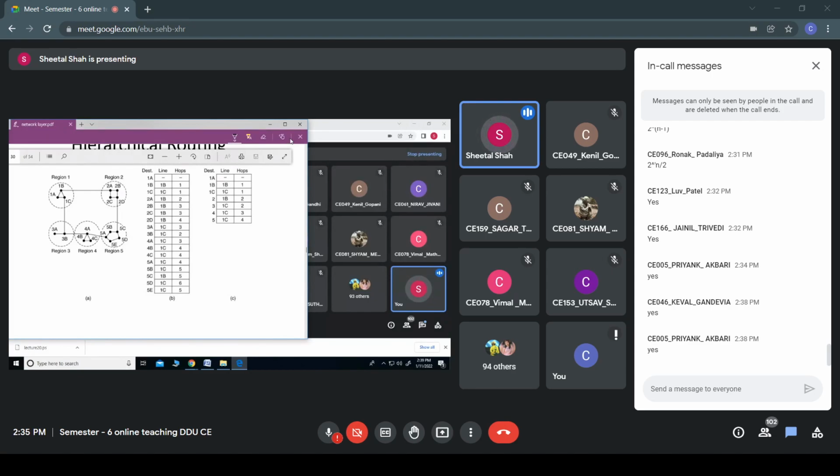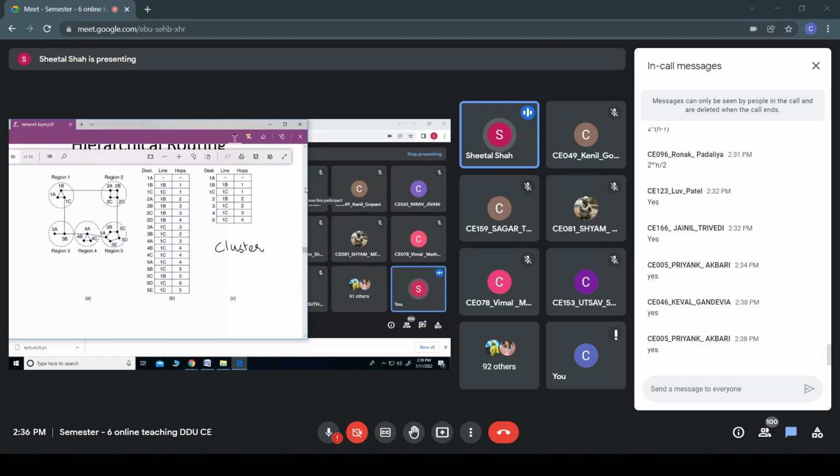In case the regions are still larger, I mean, if there are more regions, then the size of this table would also increase. So several regions can be combined together, and that is known as a cluster. Are you getting this? One more level of hierarchy would be there.